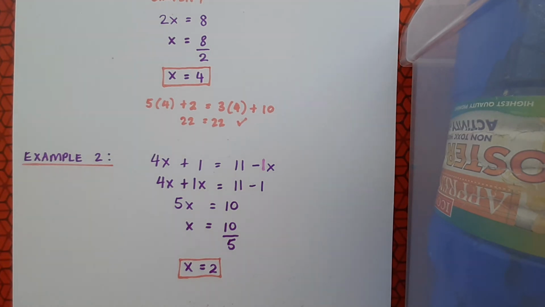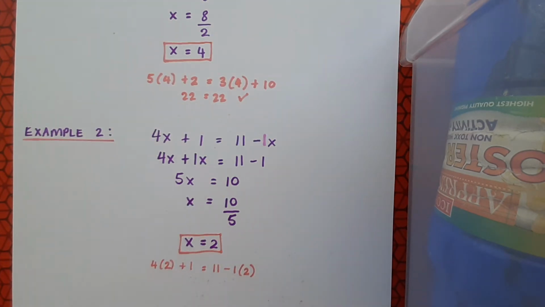Again, I can verify it just like before. And again, I'll have to type in the left-hand side and the right-hand side of this equation separately. So 4 times 2 plus 1 is going to come out as 9. 11 minus 1 times 2 is going to come out as 9. And since this statement is obviously true, 9 equals 9, then that means that x equals 2 is a valid solution for this equation.